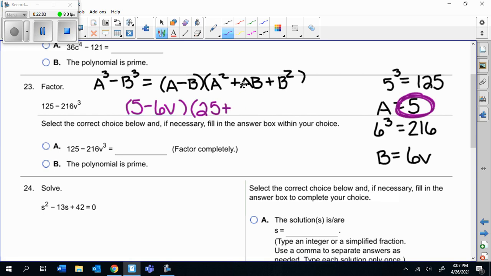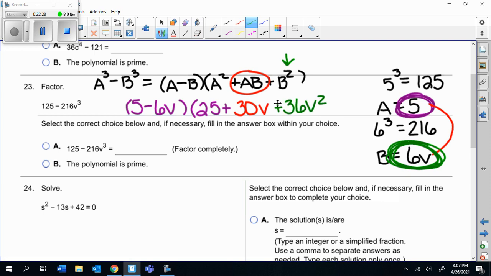Plus this piece right here says multiply a and b together. If I multiply those two together, 5 times 6 is 30. And then the last piece says, hey, whatever the b is, square it. So 6b squared would be 36b squared. And I tried to do some color coding there so you could kind of see where the numbers came from.